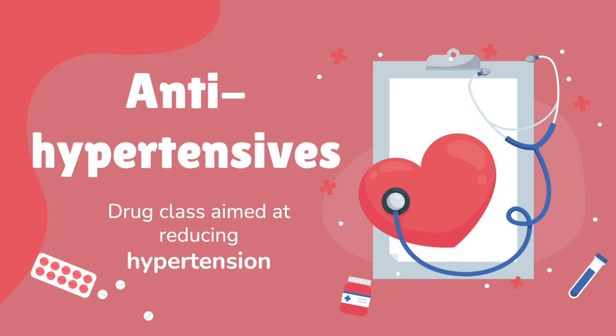Hypertension, also known as high blood pressure, is a common disease whereby the pressure of blood flow exerted upon the arteries of the body is higher than normal blood pressure levels. To fully understand antihypertensives, we must first look at the physiology underlying hypertension. So let's start at the beginning.